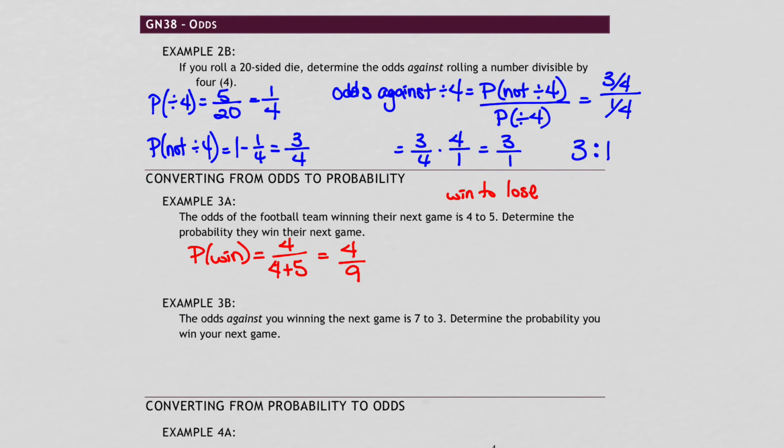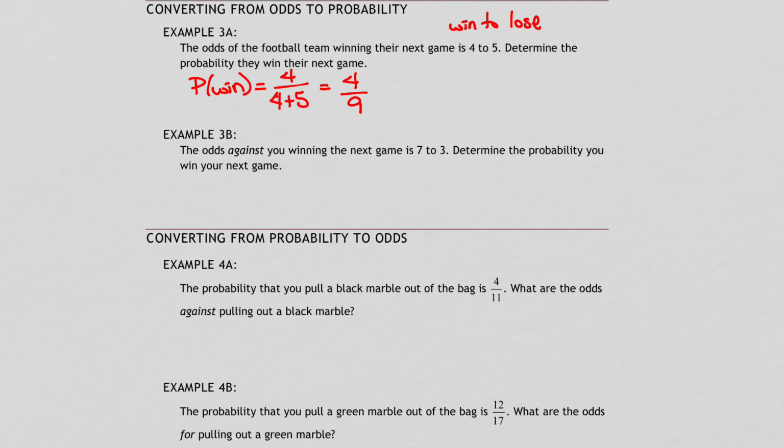So, for example, 3B said find the odds against you winning. It says the odds against you winning the next game is 7 to 3. So it's against. So that's lose to win here. Determine the probability that you win. So the probability that you win would be 3 over 7 plus 3, or 3 over 10 is your probability.